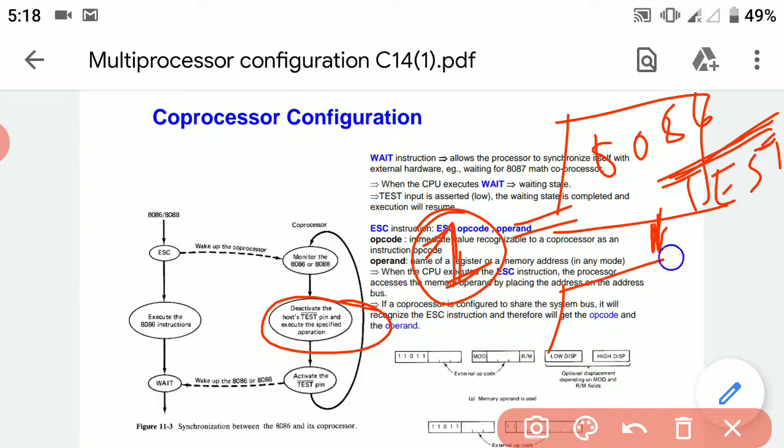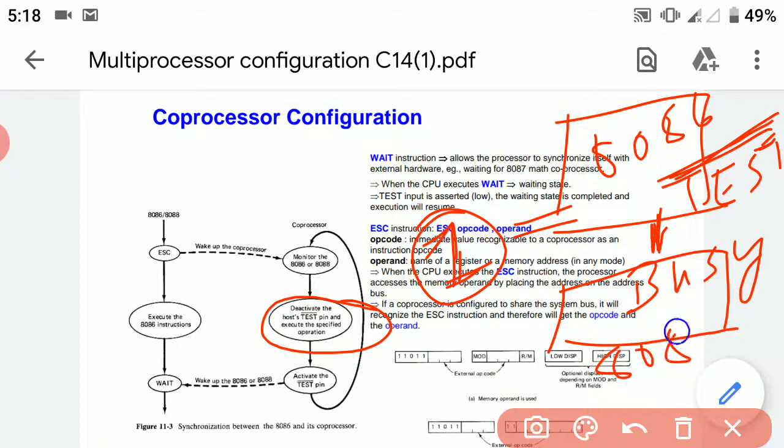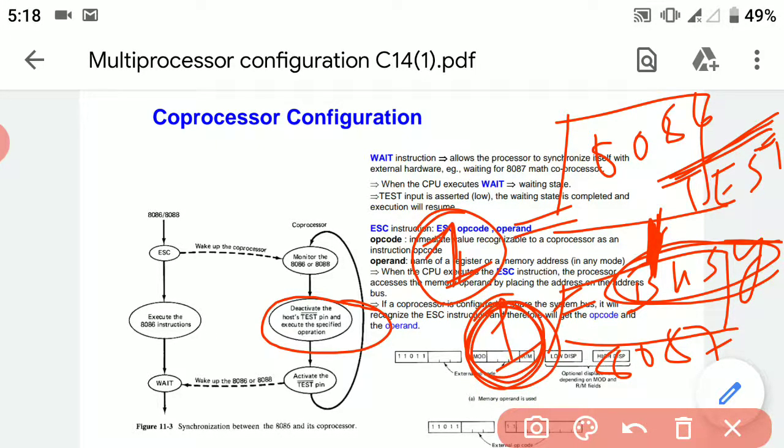This test pin is actually connected with the busy pin of the 8087 processor, that is the coprocessor. When this test pin is deactivated, the busy pin of the 8087 will be activated and will be at state 1. So whenever the 8087 coprocessor has to perform some mathematical work, its busy mode is activated by the busy pin.